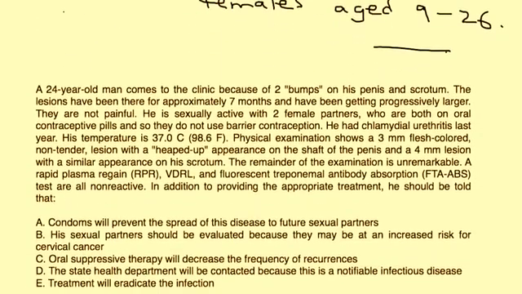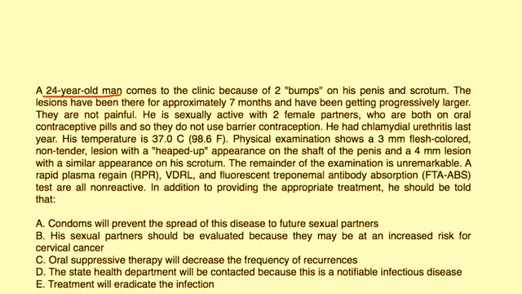Alright, let's take a look at some clinical vignettes. A 24-year-old man comes to the clinic because of 2 bumps on his penis and scrotum. The lesions have been there for approximately 7 months and have been getting progressively larger. They are not painful. He is sexually active with 2 female partners who are both on oral contraceptive pills, so they do not use barrier contraception. He had chlamydia urethritis last year.